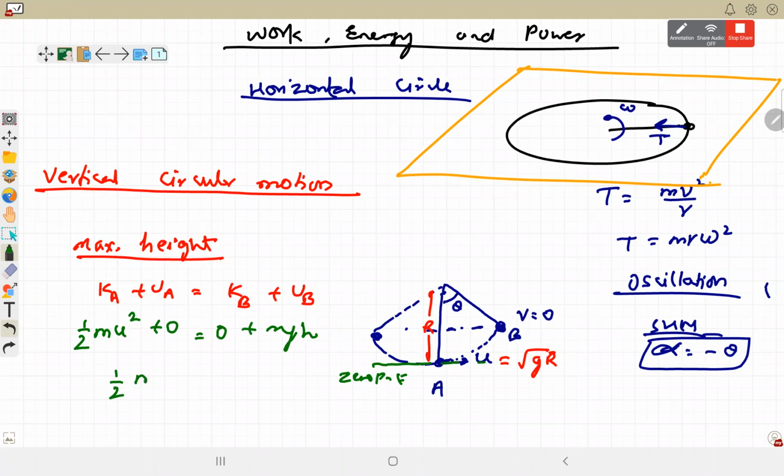H will come out r by 2. H is equal to r by 2, so accordingly we can calculate theta. Theta will be 60 degrees. So it depends upon the vertical circular motion. How much path is being completed will depend upon the speed given at the lowest point.